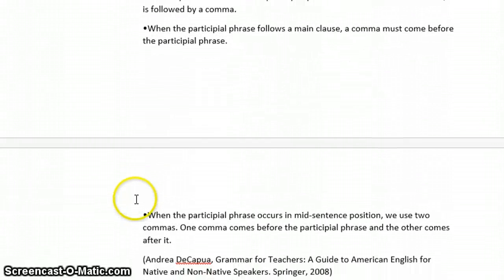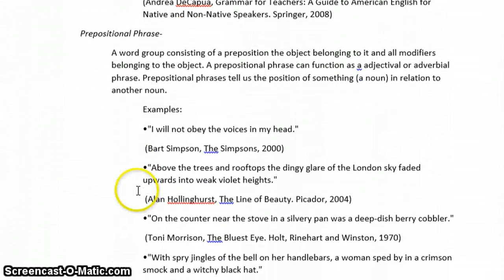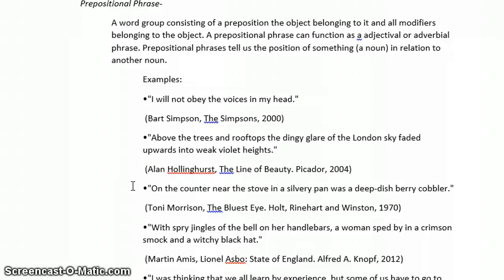Let's go ahead and talk quickly about prepositional phrases. A prepositional phrase is a word group consisting of a preposition, the object that belongs to it, and all modifiers belonging to that object. So a prepositional phrase can function as an adjectival or adverbial phrase, and they tell us the position of something relative to another noun.